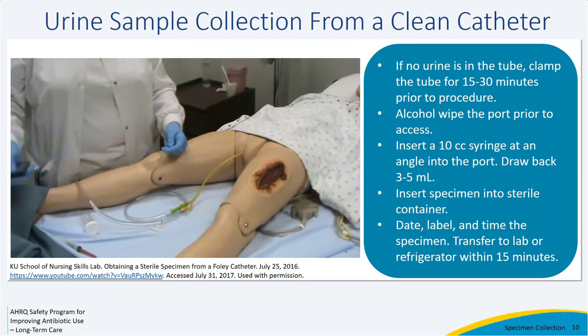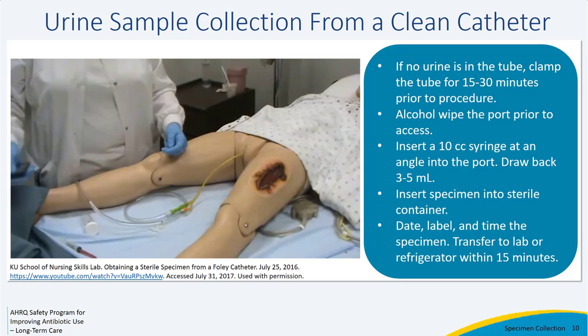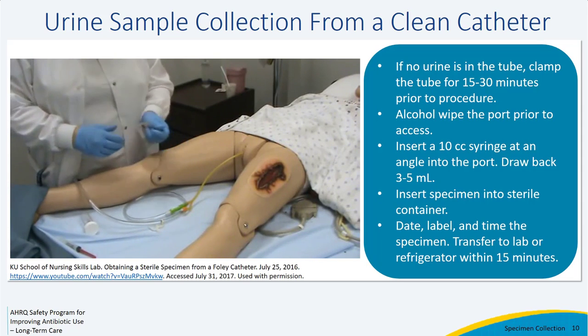Now we will review a short video to describe the correct method to obtain a urine sample from a clean, newly placed catheter. It is acceptable to collect urine from the port of a freshly placed catheter, not from a catheter that has been in place for a long time. We recommend removing the catheter and placing a new catheter before obtaining the urine specimen.